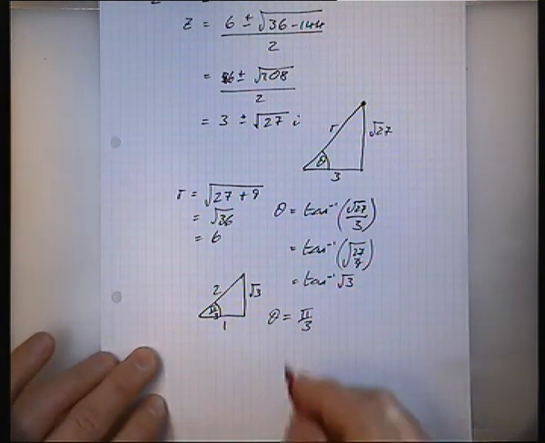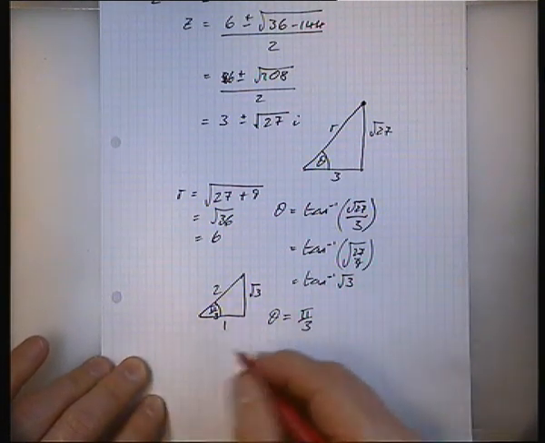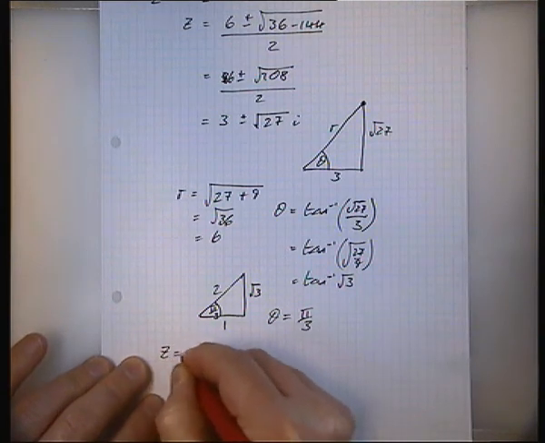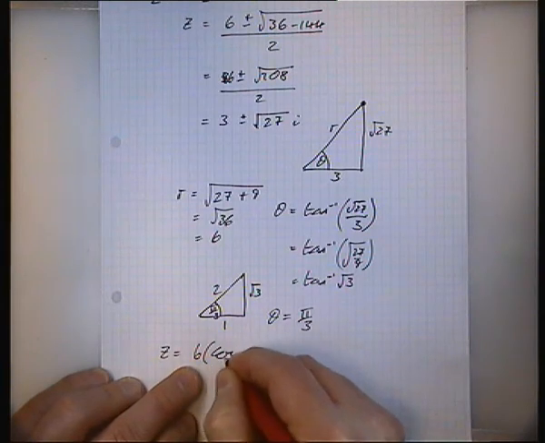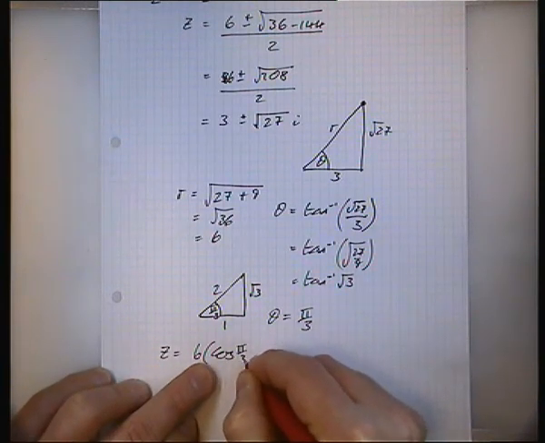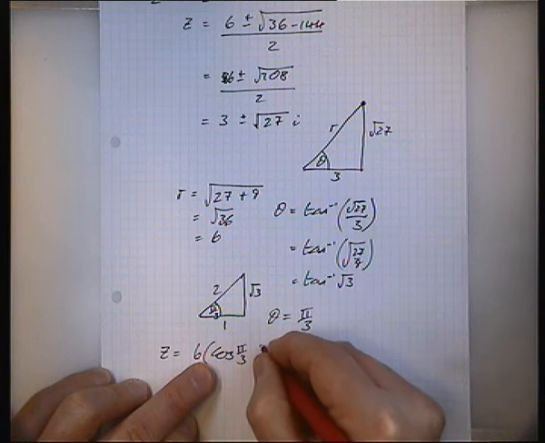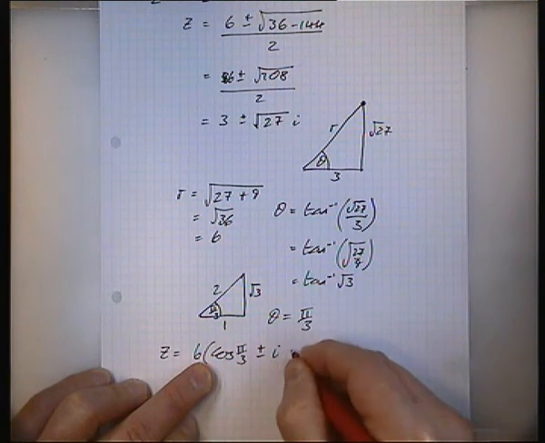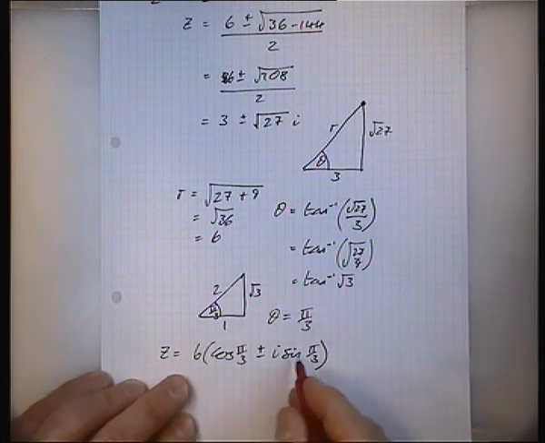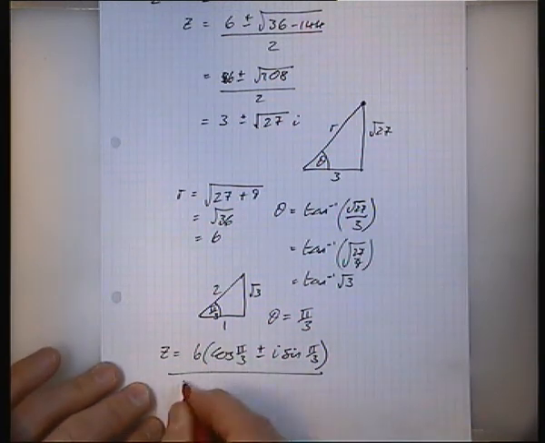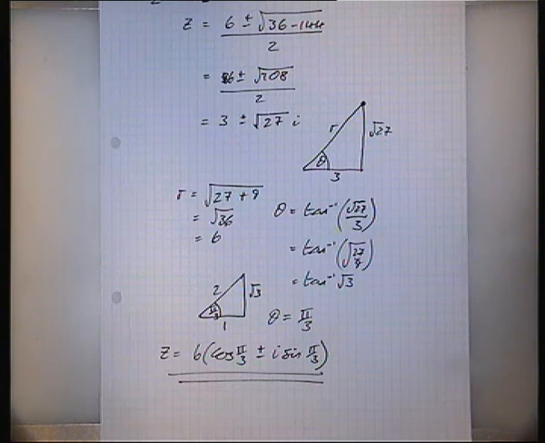Which then means we can actually write out our answers as they wanted, as z is equal to 6 into cos pi by 3, and then the two roots are given as plus and minus i sine pi by 3. Complex conjugate pairs, as we'd expect. And that's the first part of that question done.